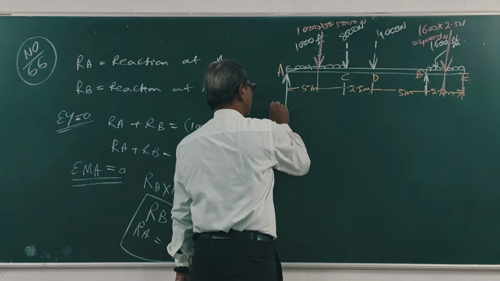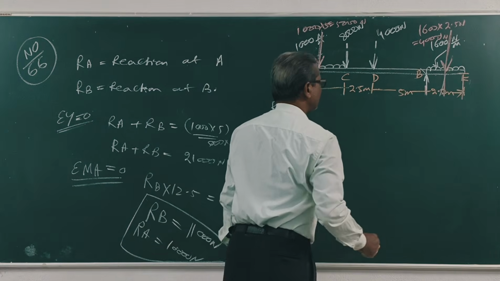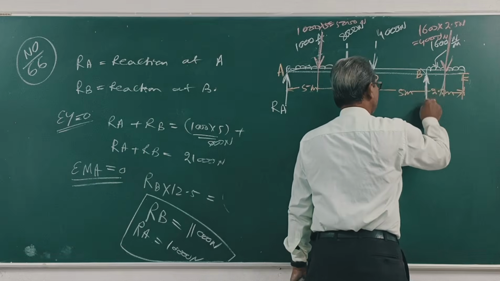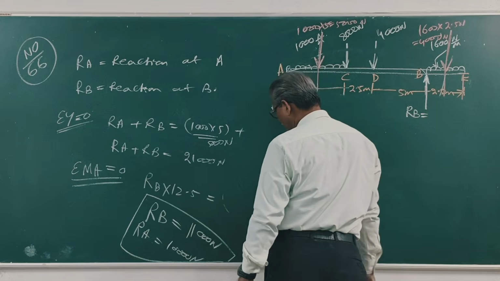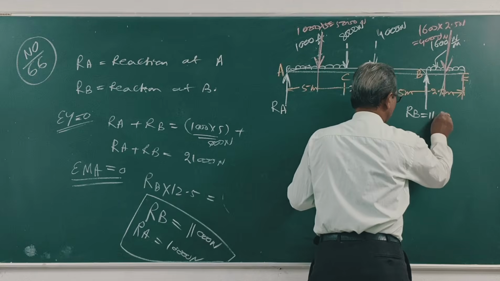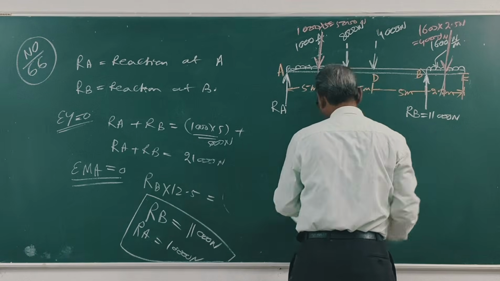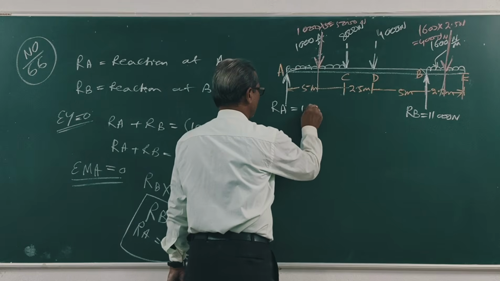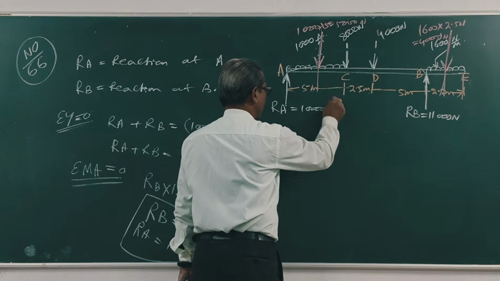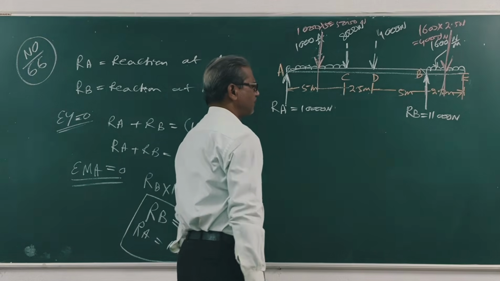This is RA, this is RB. RB is equal to 11,000 Newton. RA is equal to 10,000 Newton. Right?